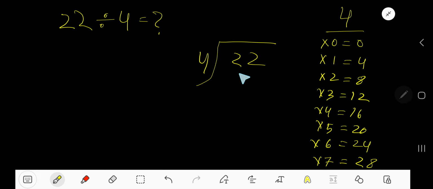4 goes into this 2 how many times? 4 goes into 2 0 times, as 2 is less than 4, so 0 times 4 is 0. Subtract, you are getting 2. Bring down the next digit.